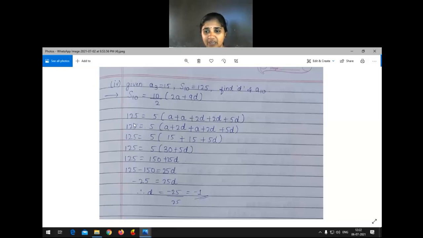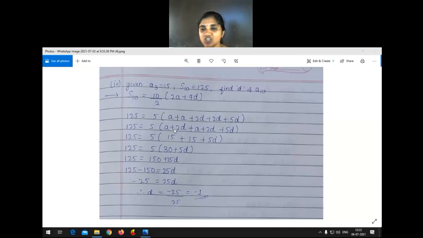So now we used one trick there. What is that trick actually? See, S10 we substituted as 125, and 10 by 2 is 5. Then 2a we took in the form of a plus a. A plus a is 2a, no? Then 9d. For that we made one plan: 2 plus 2 plus 5, which is 9 only, no? Why did we do that? Here A3 is equal to 15 is given. A3 is nothing but a plus 2d. So that's why here 2d plus 2d plus 5d.